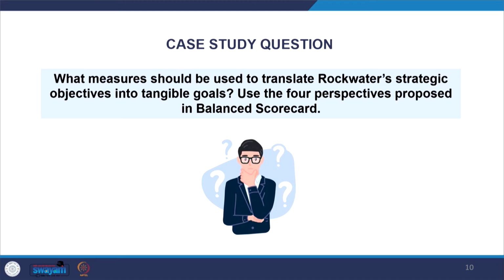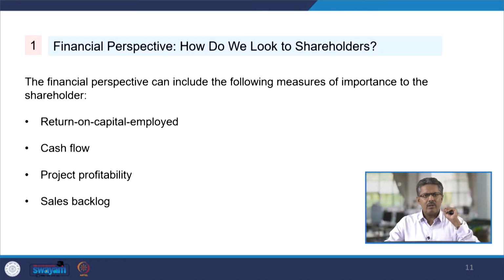Now, if this was the situation, what measures should be used to translate Rockwater's strategic objectives into tangible goals? So, let us use the 4 perspectives proposed in the balanced scorecard and try to understand Rockwater's position. Okay. So, the first point is the financial perspective. How do we look to shareholders?